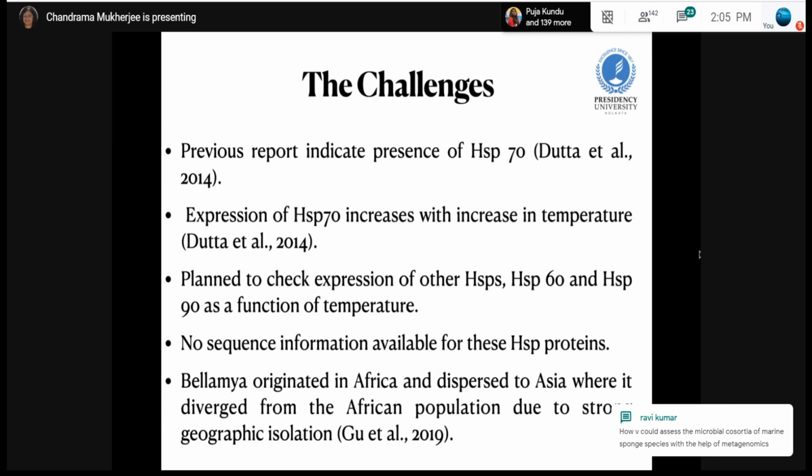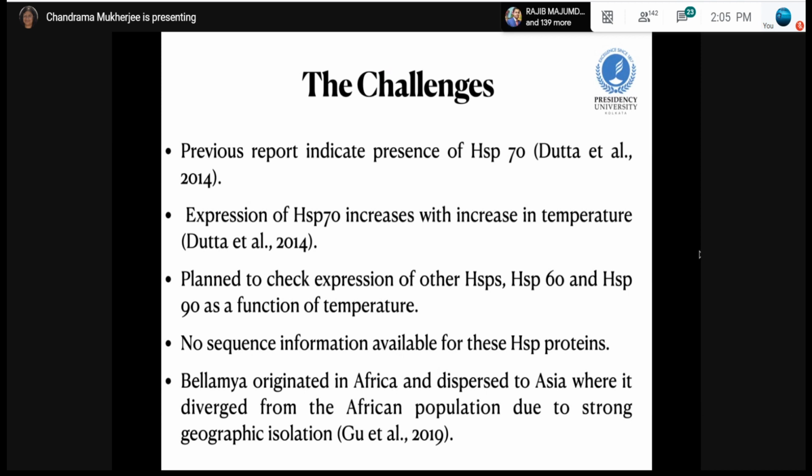So we had a long chat with Shumit and Shumit's lab, and we planned to check the expression of the other heat shock proteins, HSP60 and HSP90, as a function of temperature. When we talk about checking the expression, we are interested in seeing how the RNA of this particular gene changes as a function of temperature.